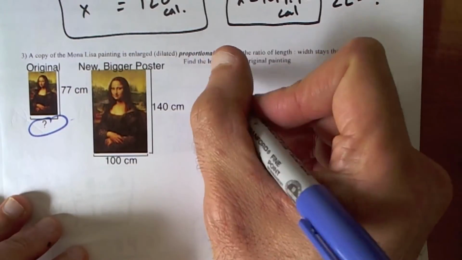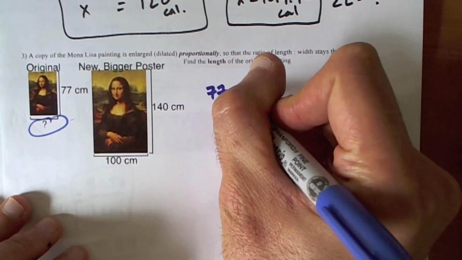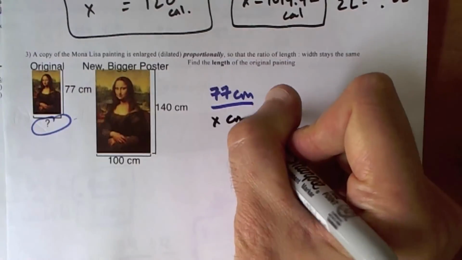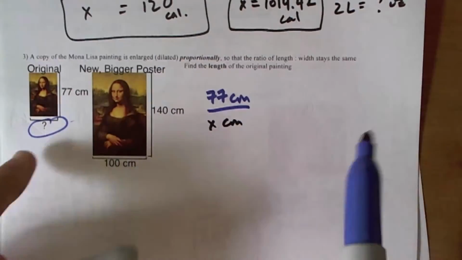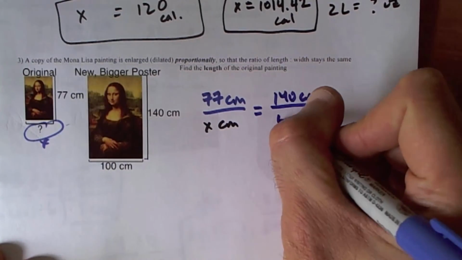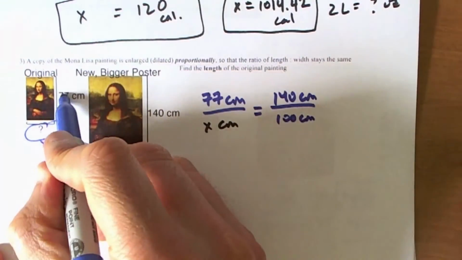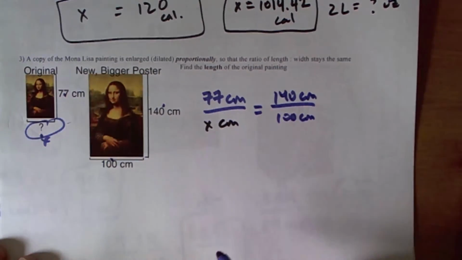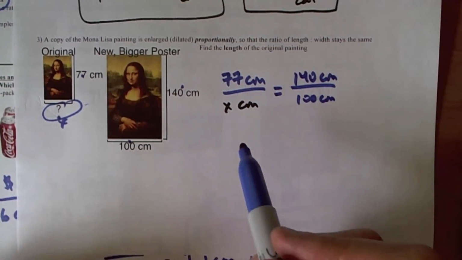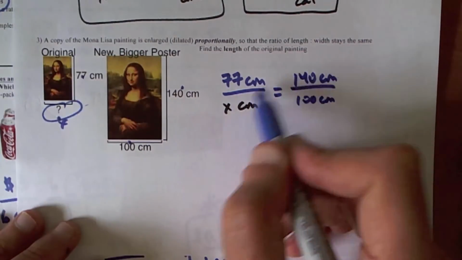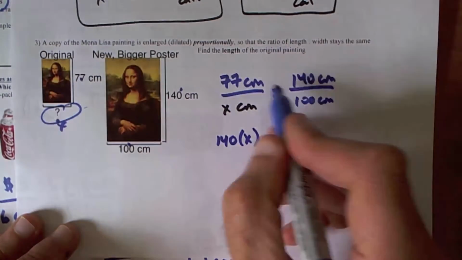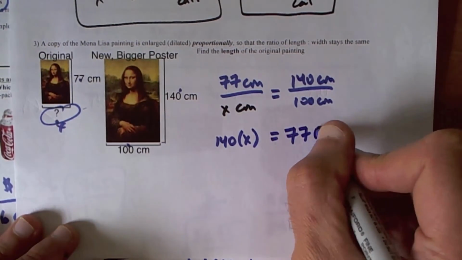Okay, so if you're stuck, again, we can set it up as 77 centimeters to x centimeters. Right, that's this guy. Is the same as 140 centimeters is to 100 centimeters, right? This to this equals this to this. If we cross multiply, we would get 140 times x equals 77 times 100, so that's 7700.